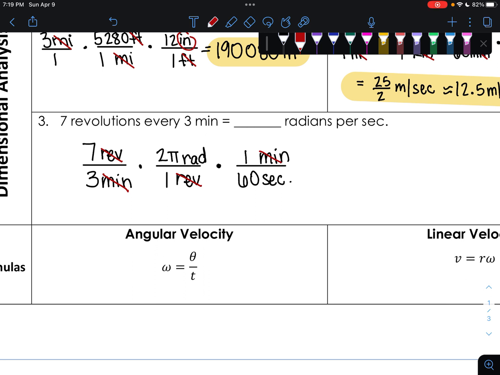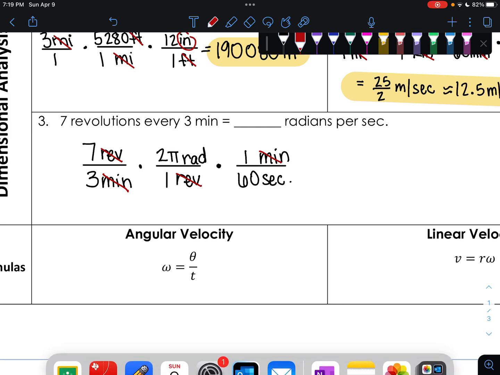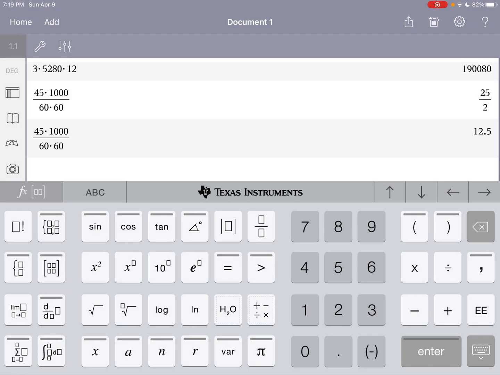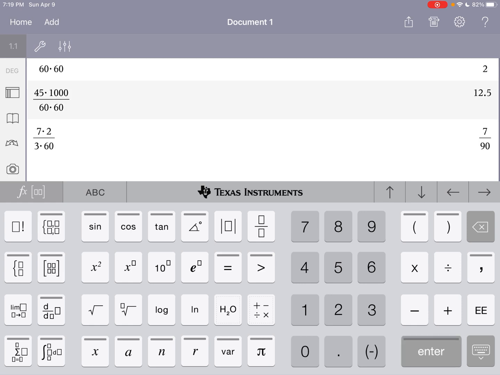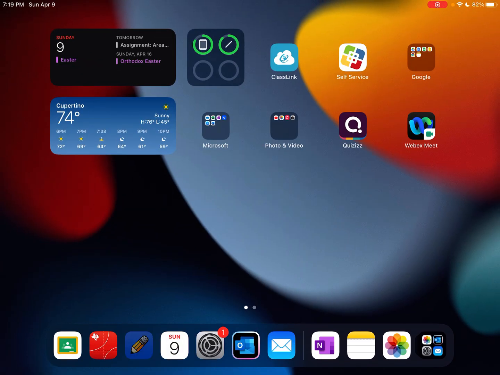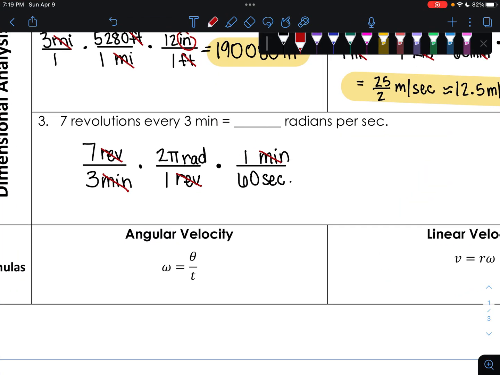So now all we do is we multiply across. So when we multiply across, I'm going to start with my fraction button. I have 7 times 2. I'm not going to type in the pi just yet, but when we get our decimal answer, I will. 7 times 2. On bottom, I have 3 times 60. So that gives me 7 pi over 90. Again, remember there is a pi up top that we did not cancel out.